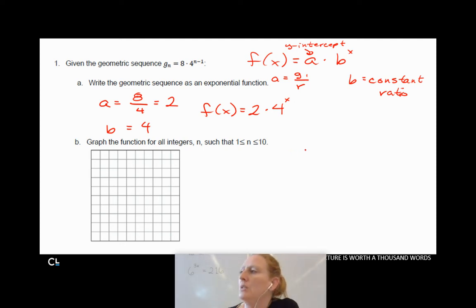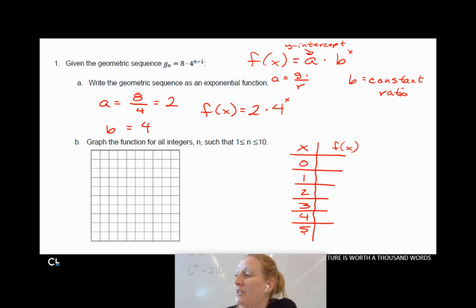So I'm going to make a table. That's going to be my x, and that's going to be my f of x. Instead of starting at 1, it says n minus 1, so that's going to be 0. And then I'll just count 1, 2, 3, 4. You can go as far as you like. It says to go all the way up to 10, so I guess we could. I'm going to go this far, and we'll take it from there.